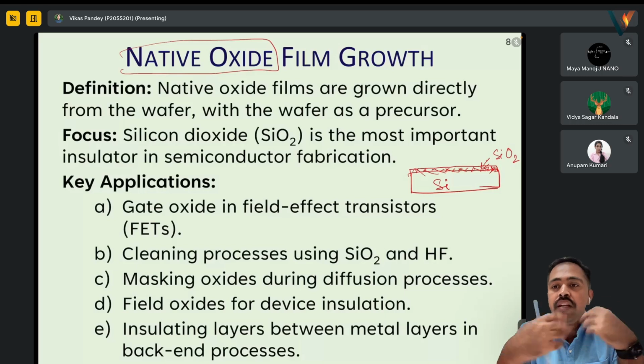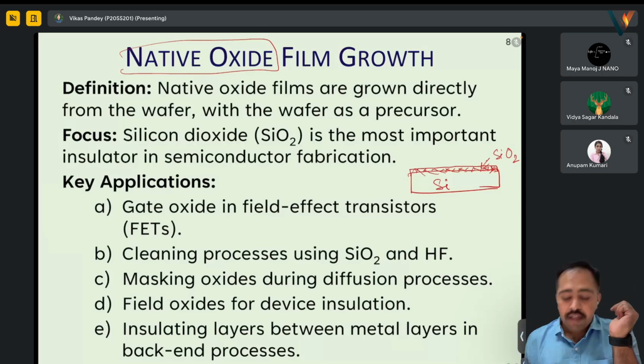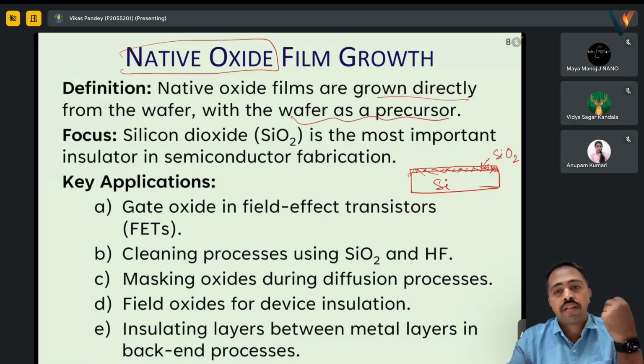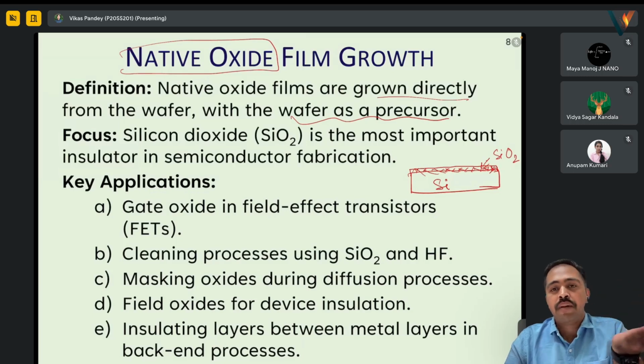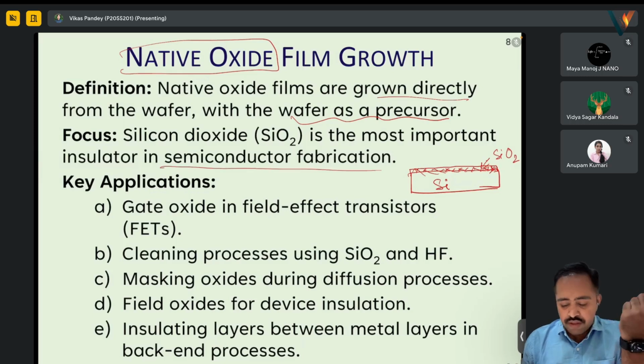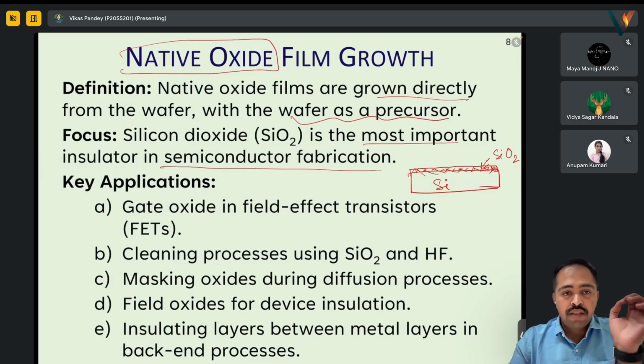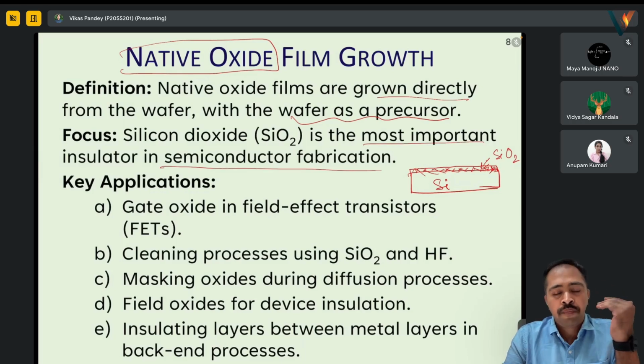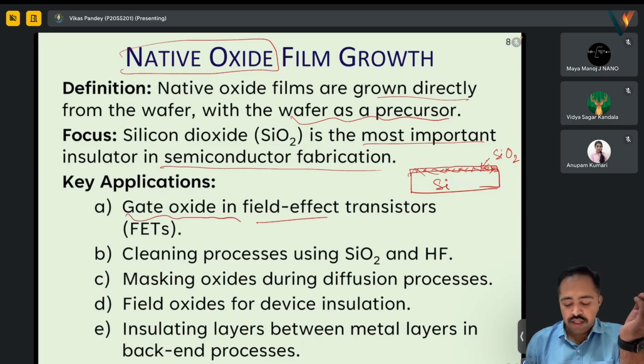Natively it is growing, directly grown from the wafer. So the wafer is the precursor. Precursor means the starting material. It is one of the most important insulators in semiconductor fabrication. It has a lot of applications. Wherever we are going for microfabrication, silicon dioxide plays a very important role. First and foremost, and the most common one, is the gate oxide in a FET.